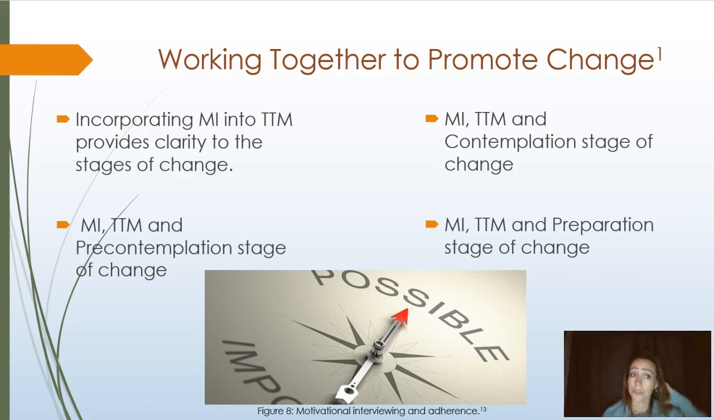Incorporating MI into the stages of change in the TTM model provides clarity to the stages of change. For example, in pre-contemplation, the client hasn't even considered change. However, if we use MI, we can help them become open to the opportunity that change does exist, and they're capable of it. Once we get to the contemplation stage, over here, you can see it right here.